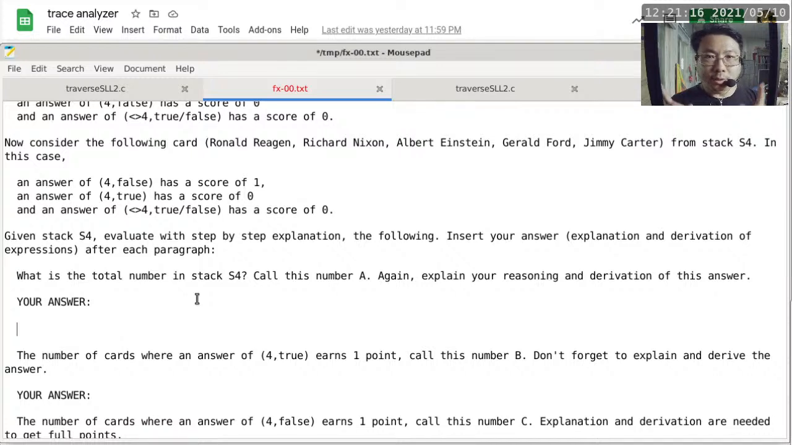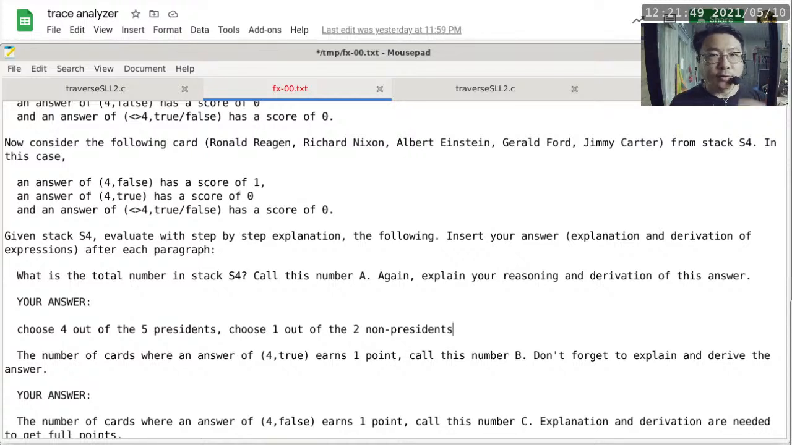The first thing that we need to do is think about the cases where ordering is not important, because that will help us relate this problem to the lottery problem. We have to choose four out of the five presidents, and choose one out of the two non-presidents. So this is the first thing we have to quickly identify: every single card in this stack is going to have four out of the five presidents. We don't know which four out of the five, and we don't know whether they're ordered correctly or not, but we know there are four out of five. The remaining one has to be one out of the two non-presidents.